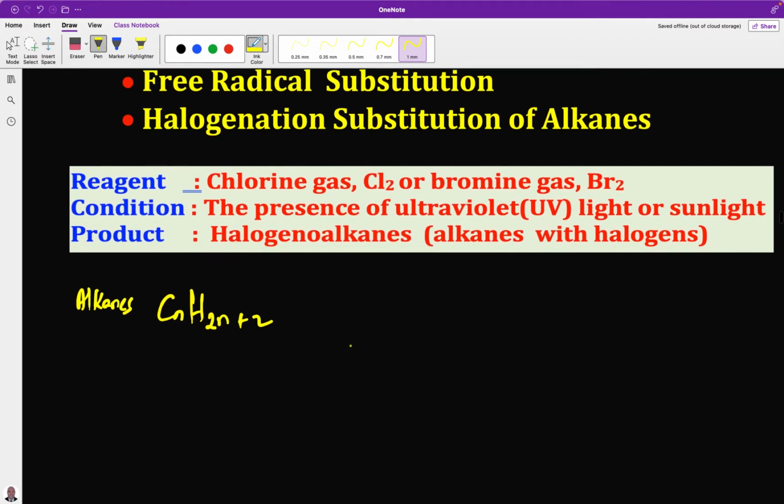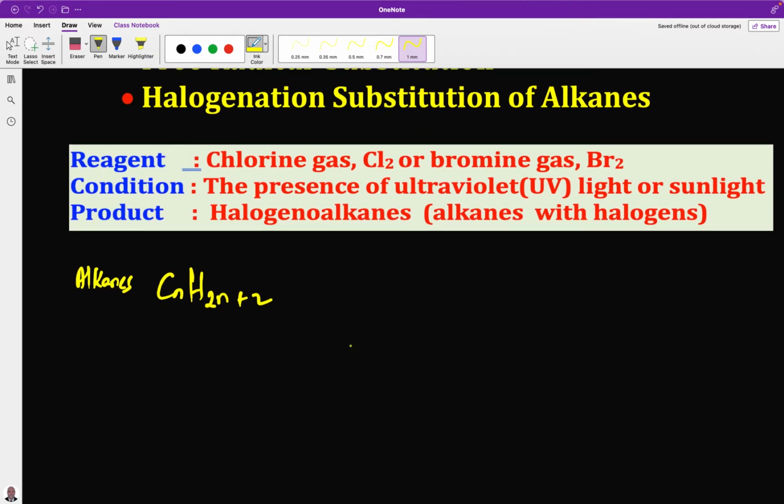Our example will be the substitution reaction of methane and ethane. Our reagents will be chlorine gas or bromine gas. The condition, as I earlier said, is the presence of ultraviolet light, or what we call sunlight. Of course, halogenated alkanes are always the product of this substitution.